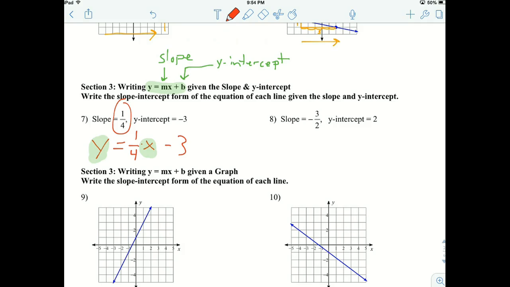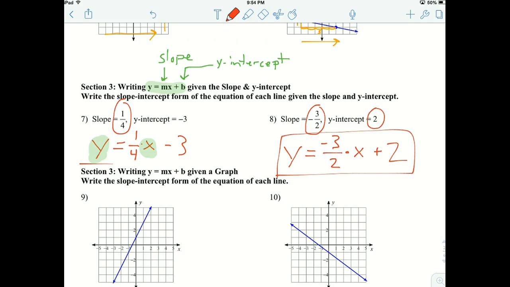Let's do another example. We have a slope of -3/2 and a y-intercept of 2. So I'm going to write out y equals, and then where I used to have a slope, that letter m, I'm going to replace that with -3/2. And then my y-intercept of 2, I'm just going to write plus 2. But make sure you don't forget your x. I almost forgot that myself. Times x plus 2. So this right here would be my full equation for slope-intercept form.